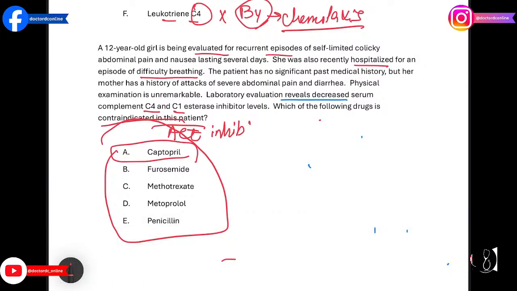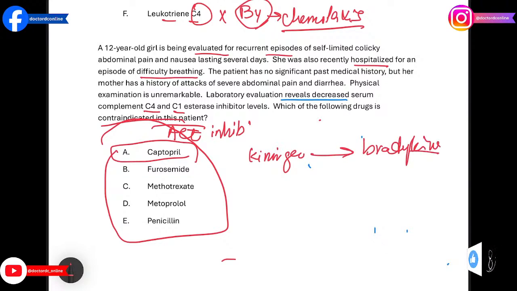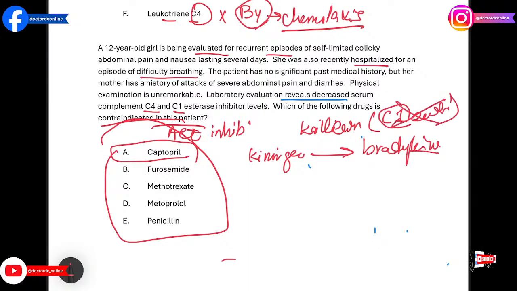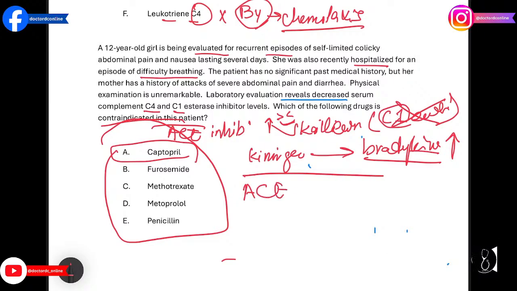Firstly, kininogen is converted into bradykinin by one enzyme, that is kallikrein, and this is inhibited by C1 esterase. When C1 esterase is present, it is active and keeps kallikrein in check, so there is less conversion to bradykinin. Now you are going to take ACE inhibitors.